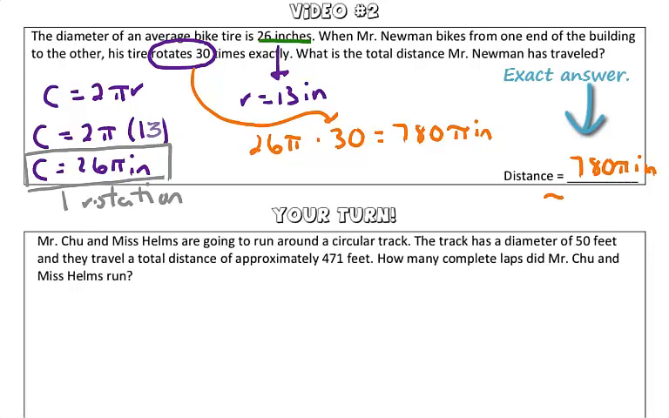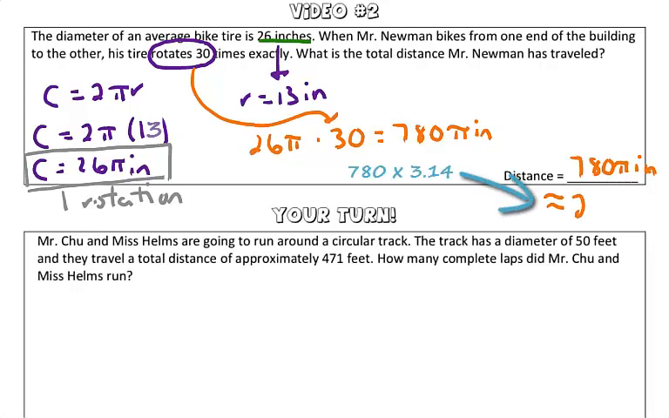But most of the time you will never hear someone say, I traveled 780 pi inches. Typically, you will hear them give you a decimal approximation. So if we multiply 780 times 3.14, we will get approximately 2,449.2 inches that he traveled.